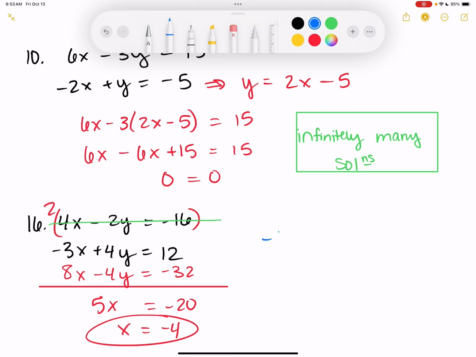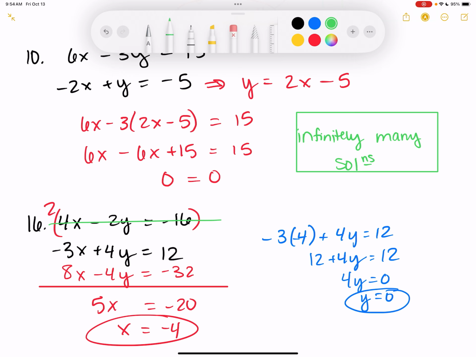So negative 3 times negative 4 plus 4y equals 12. So that's 12 plus 4y equals 12. 4y equals 0, so y equals 0. And obviously, if you can do some of that in the same step, you don't have to write out every single little step. Now, answers are still ordered pairs, so negative 4, 0 is my solution, and we would check it the same way we've been checking. You just pick one of the equations, plug it back in, and check it.